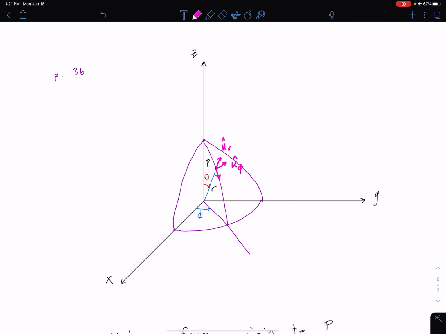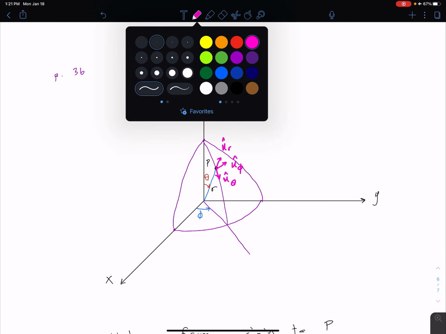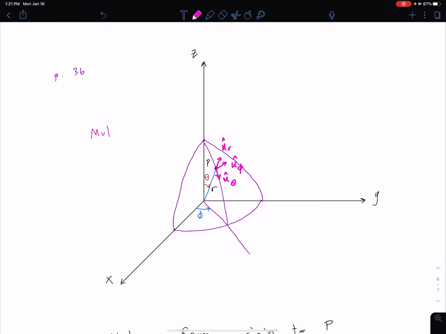So we have something that looks like this. That is our unit vector in our theta direction. It might be a little bit hard to tell how I've drawn it, but all three of these are mutually perpendicular unit vectors because we do have an orthogonal coordinate system.